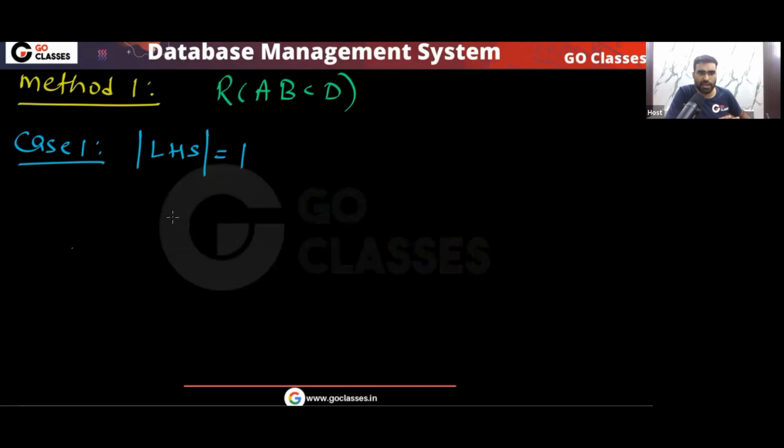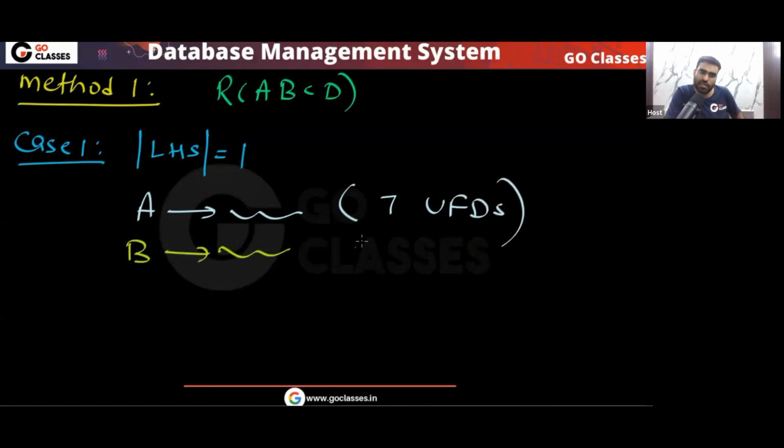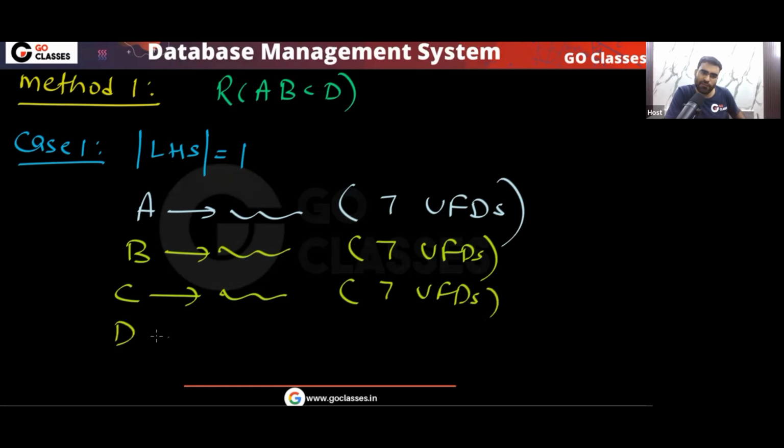So finally, let me write down. If the cardinality of LHS is 1, how many FDs of this type? There are 7 UFDs, useful FDs. Similarly, if I put B here, then again 7 UFDs. If I put C here, then again total 7 UFDs. And similarly, if I put D, means on the LHS I am putting 1 attribute, then again there will be 7 UFDs.